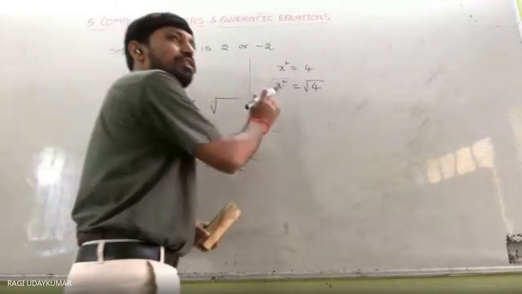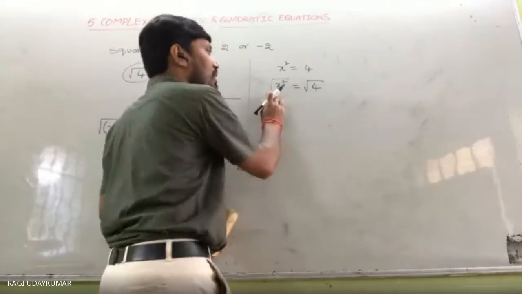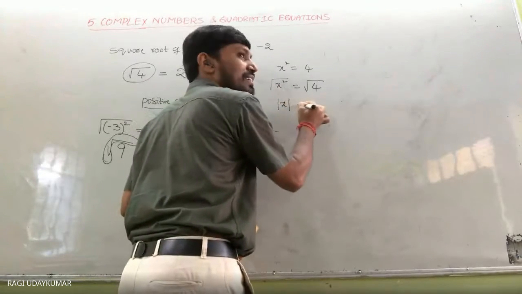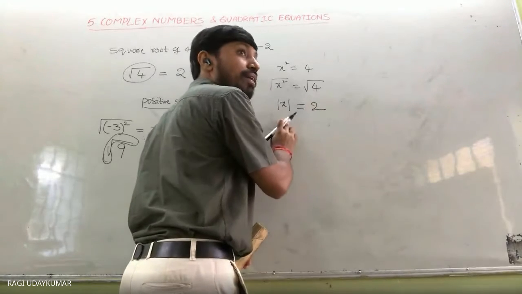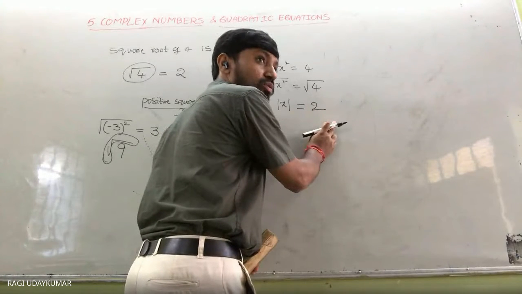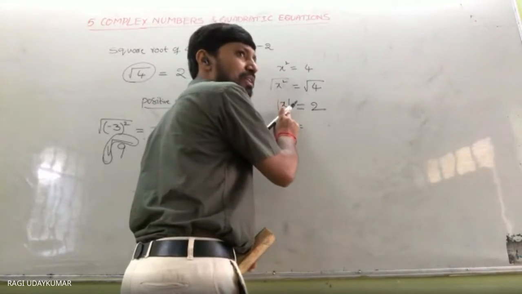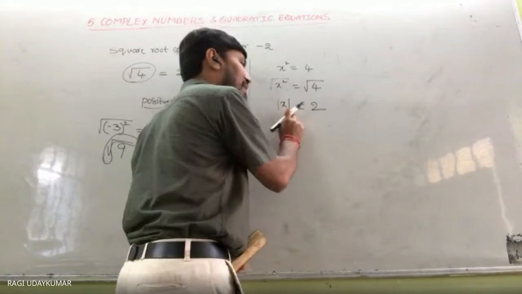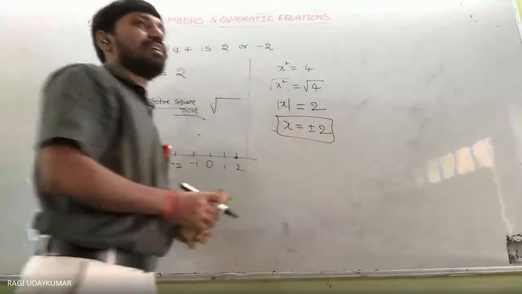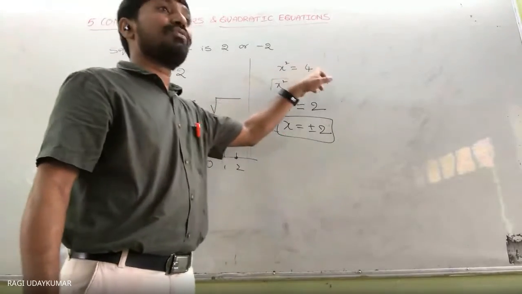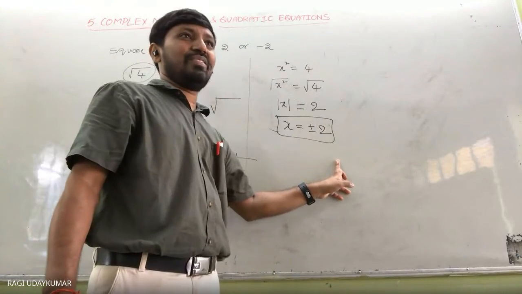Okay, now let us come to this point. How do we solve it then? Square root of x square is mod x. Mod x equal to plus 2. Then what will the x value be? It can be plus 2: take plus 2 here, the answer is plus 2. Take minus 2, the answer is plus 2. So x is plus or minus 2. If x square equal to 4 is given, x equal to plus or minus 2.